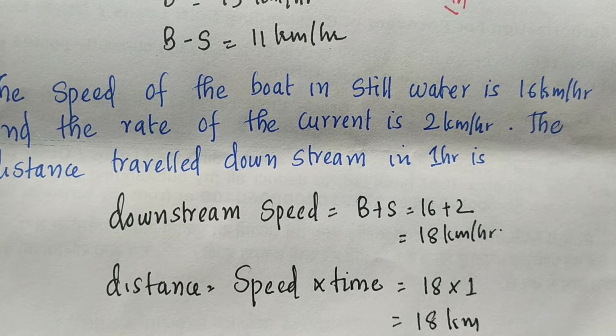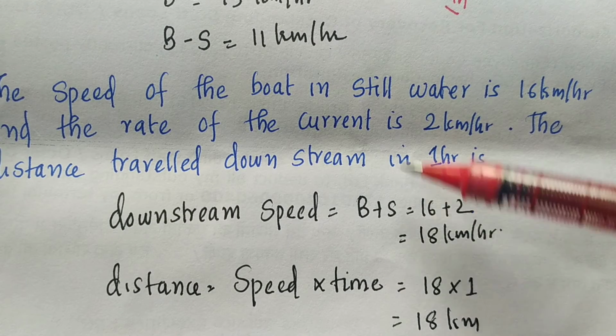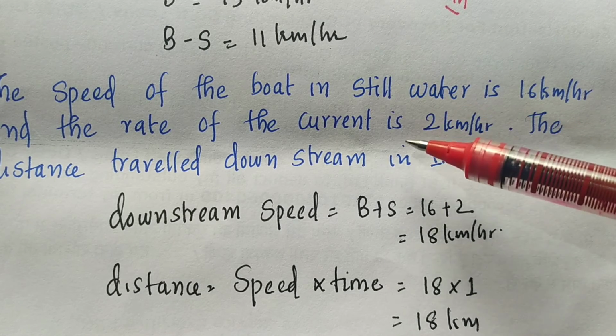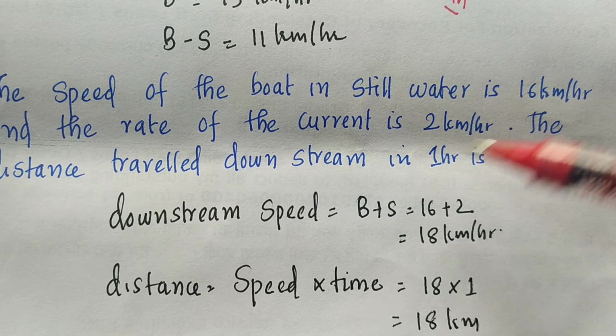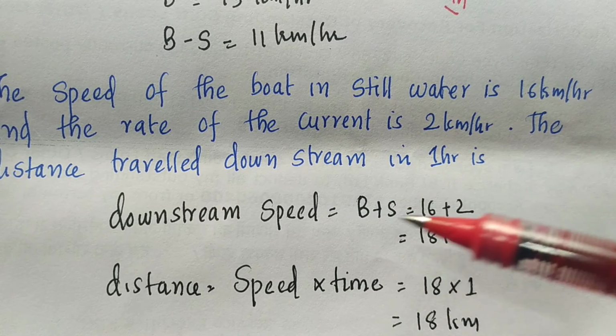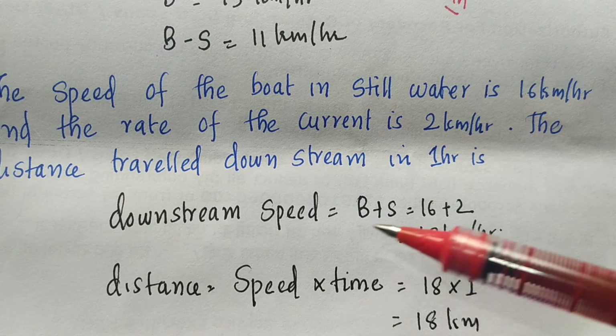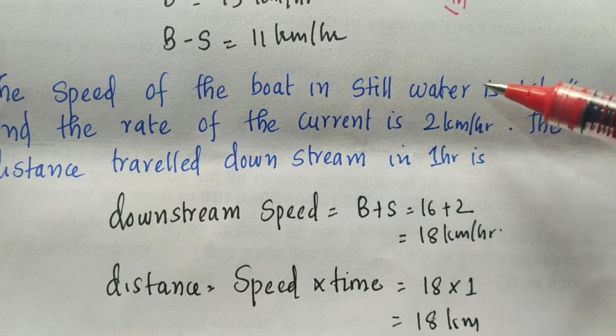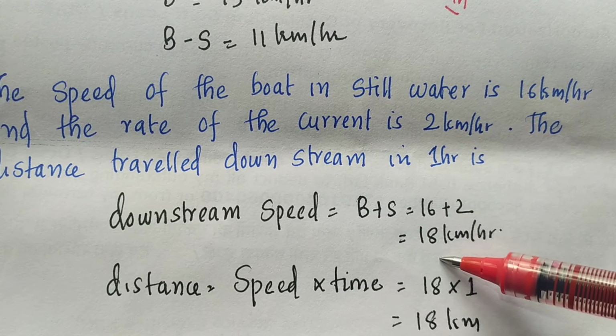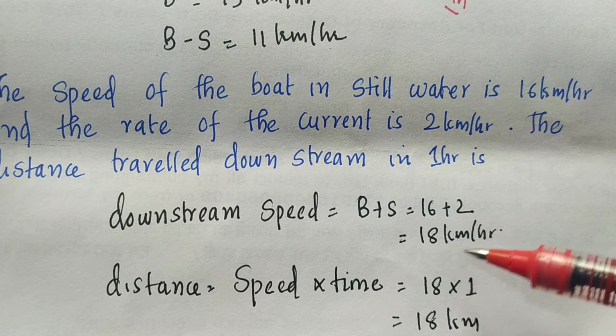The speed of the boat in still water is 16 km per hour and the rate of the current is 2 km per hour. The distance travelled downstream in 1 hour is? So here we are given B and S. So we have to find out the distance travelled downstream in 1 hour. Here downstream speed will be B plus S, which is equal to 16 plus 2, 18 km per hour.